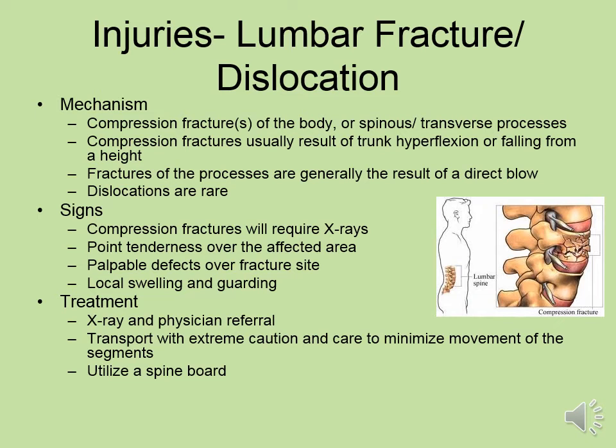So we can have a compression fracture to the body of the vertebrae, so that's what this picture is showing, or to the spinous process possibly, depending on how the person fell, or the transverse process, which is over here. Fractures of the processes are usually from a direct blow though. So another student athlete that I saw was a skier, and she came off a little jump and landed on her back on a rock, and so she had a spinous process fracture.